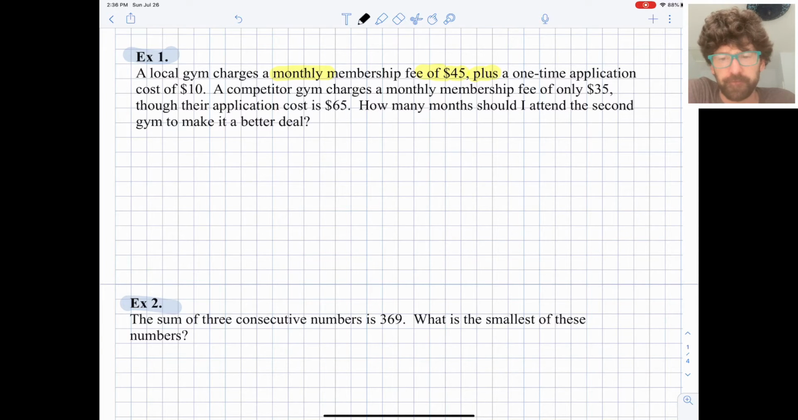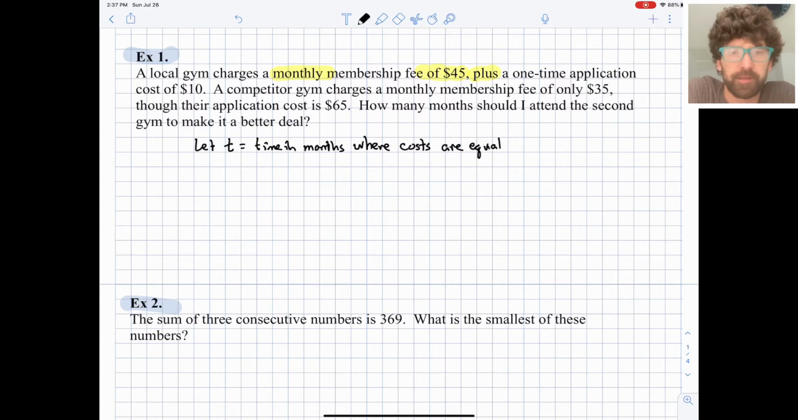So let's define variables here, and let's call it t equal time in months, and I'm actually going to have this be where the costs are equal. Okay, so if we go to the gym this many months, we'll be paying the same amount to either gym. But if we go for more months than that, then the second gym should be a lesser cost.